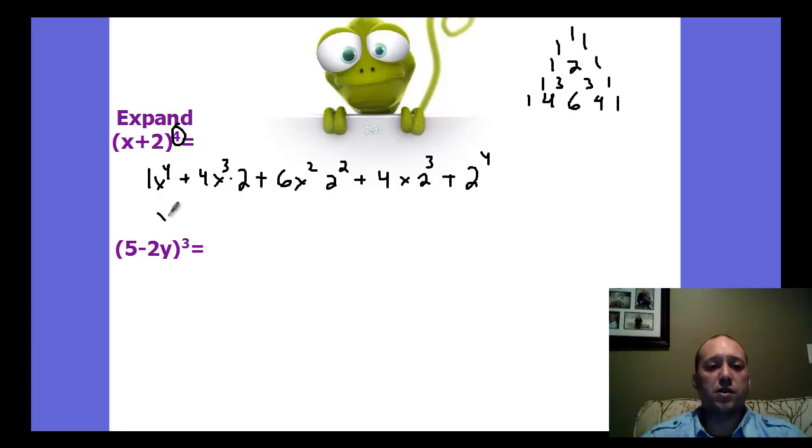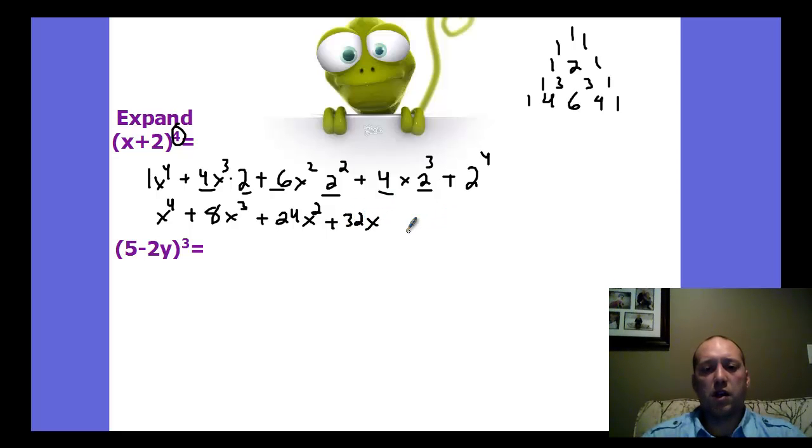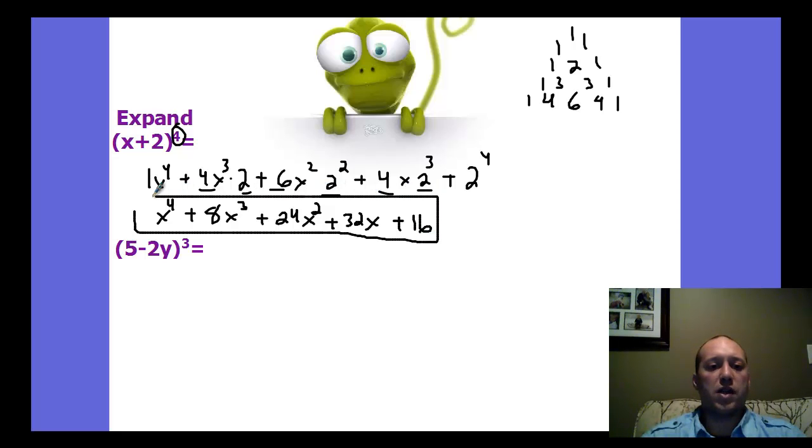Now we need to simplify this. It'll be x to the 4th plus, we have 4 times 2, so 8x cubed, plus 2 squared is 4 times 6 is 24x squared, plus 2 cubed is 8 times 4, so that's 32x. And then 2 to the 4th is 2, 4, 8, 16. So this would be the expansion of that binomial. So this is a quick way of actually distributing binomials to high degrees.